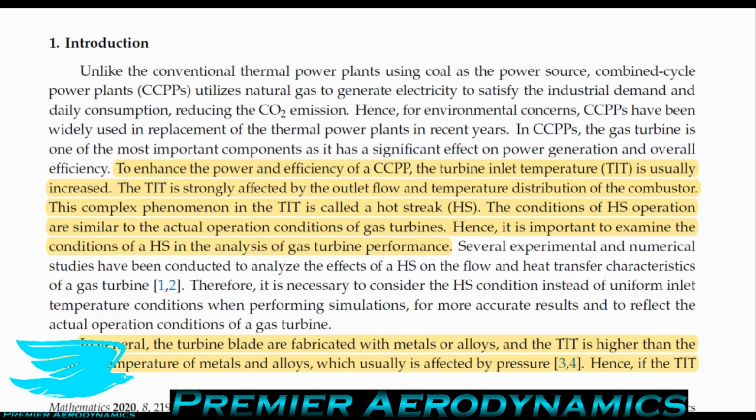So they start off saying, to enhance the power and efficiency of a combined cycle power plant, for a regular, let's say, just a turbine, the turbine inlet temperature is usually increased, and that's true. One thing that is quite easy to do is to get a general idea as to how efficient a turbine is simply by understanding what the temperature difference is across the blades across the entire thing. And the reason why you can do that is because by understanding what the temperature difference is, you can understand how the energy changes across.